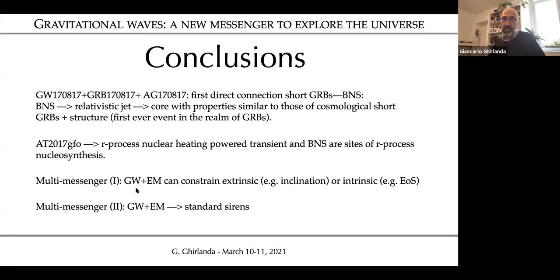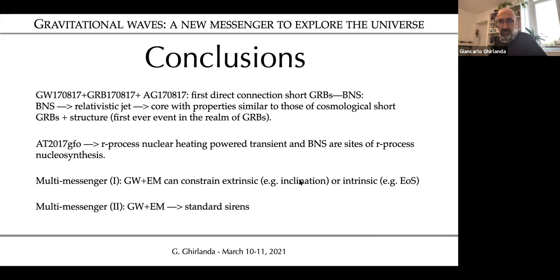The other multi-messenger implications are very vast, I think, ranging from constraining the extrinsic properties like the inclination of the system to the intrinsic properties of the components like the equation of state, which papers by the LIGO-Virgo collaboration have shown, for instance, that by combining the gravitational wave signal analysis with information coming from the electromagnetic emission, that can be as important as the luminosity distance or as informative as the prior on the spin.